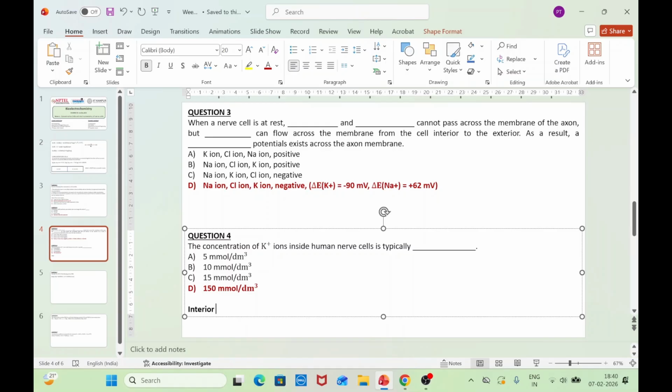Interior value is 150 millimole per dm cube. What about for the exterior of the cell? It is 5 millimole per dm cube. Dm is decimeter cube.